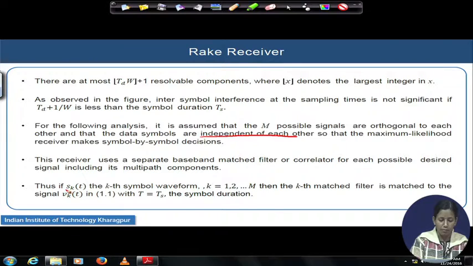So, we start with a signal S_k(t) for the kth symbol, which is a symbol waveform, where k can vary from 1 to capital M. Then the kth match filter output will be that equation 1.1. We started with it as a signal, but it will also hold good for a symbol, where you have to consider that capital T is not the signal duration. Now, this is the symbol duration T_s.